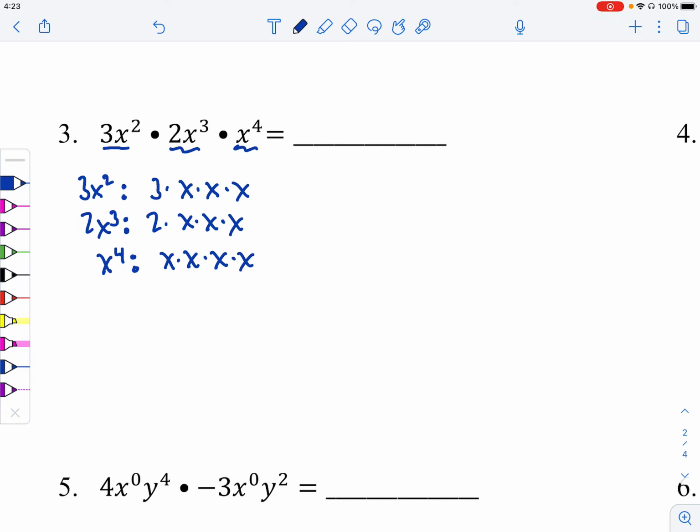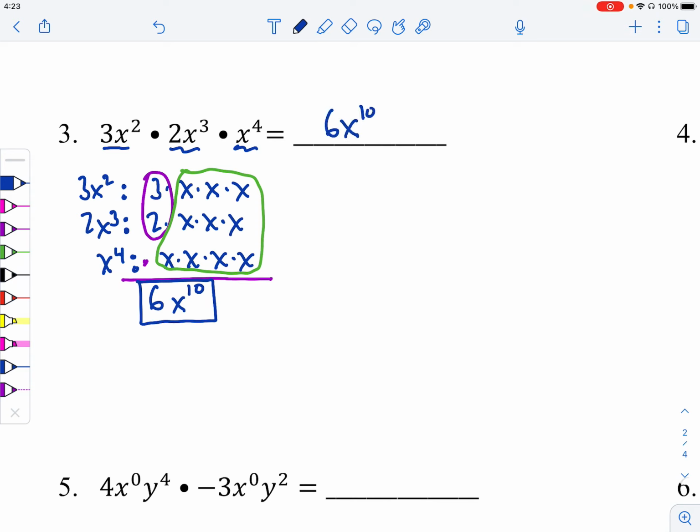All right, so we just wrote out each one. Then we're going to multiply all of that. So we can take 3 times 2. The other one doesn't have a number, so we don't have to do that. So 3 times 2 is 6. And we count how many x's we have all together. 1, 2, 3, 4, 5, 6, 7, 8, 9, 10. So this is just x to the 10th power. So that's our answer right there: 6x to the 10th power.